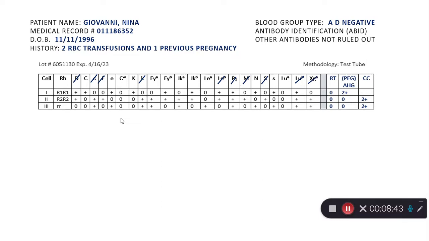You want to pause again here and use cell 3 because that did not react with our patient's plasma in either phase, and do the same process. Once an antibody has been ruled out, you don't need to re-rule it out, so one slash is enough here.